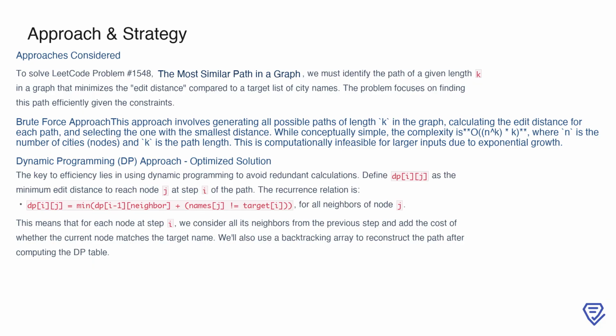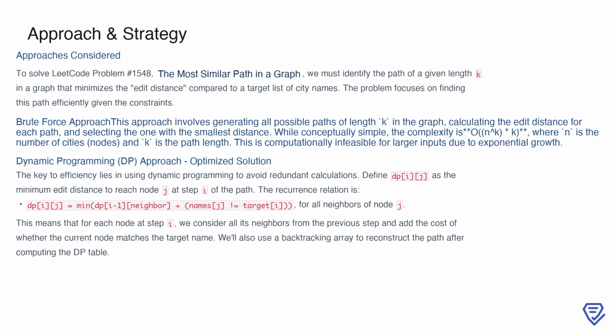Instead, we can use a dynamic programming approach to optimize the solution. Here, we define dp[i][j] as the minimum edit distance to reach node j at step i. The recurrence relation calculates this value by considering all neighbors from the previous step and adding a cost based on whether the current node's name matches the target name.